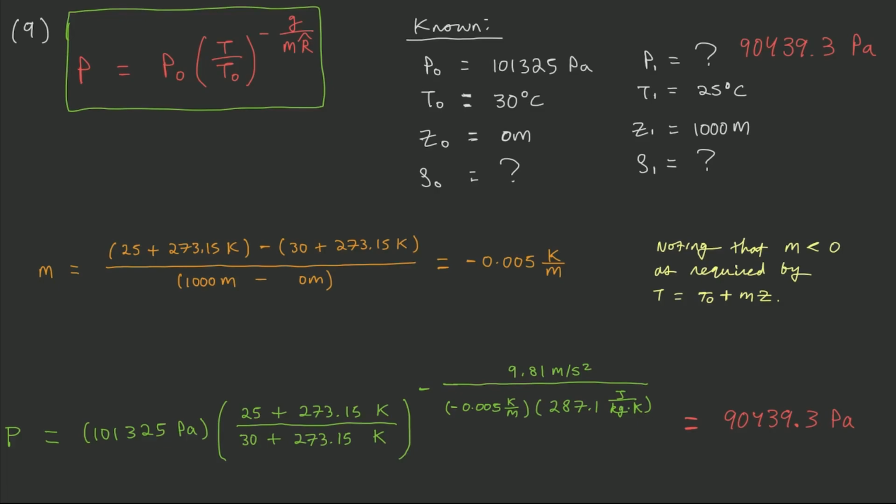So as expected, as you go higher and higher up in the atmosphere, as you elevate in the atmosphere, your pressure decreases. So as you go from 0 meters to 1,000 meters, as you go from 30 degrees Celsius to 25 degrees Celsius, your pressure decreases. It goes from 101,325 Pascal to 90,439.3 Pascal. So that is a significant reduction in pressure. So now with this table filled out, we can finally use the ideal gas law to calculate rho naught and rho 1 and find our reduction in density.